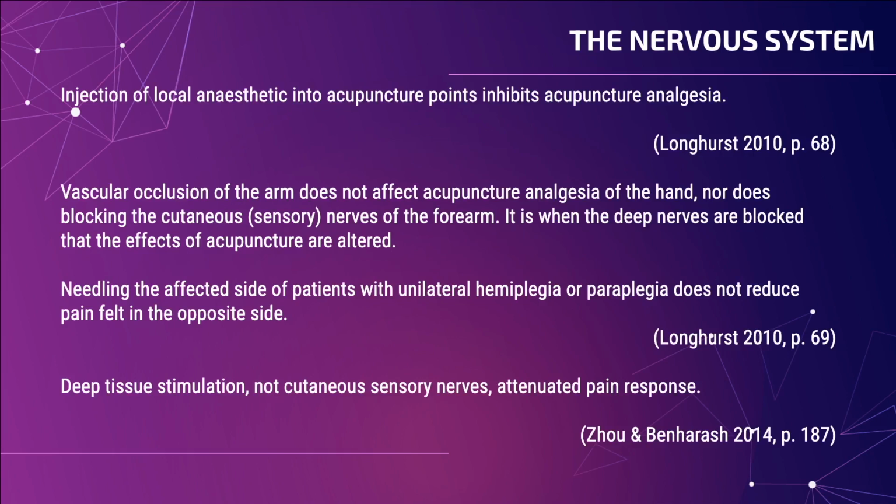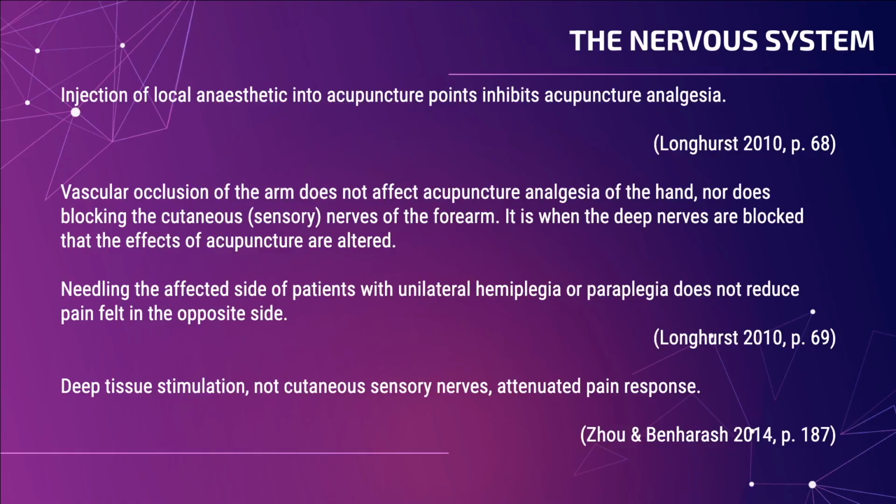Now, this is really interesting if we look at this article from this particular author who talks about experiments that were done where they were able to determine exactly how nerves play such a large role in the actual mechanisms of acupuncture. Injection of local anesthetic into acupuncture points inhibits acupuncture analgesia. Essentially, if the nerve isn't able to be stimulated, then pain cannot be relieved. Vascular occlusion of the arm does not affect acupuncture analgesia of the hand, nor does blocking the cutaneous sensory nerves of the forearm. It is when the deep nerves are blocked that the effects of acupuncture are altered.